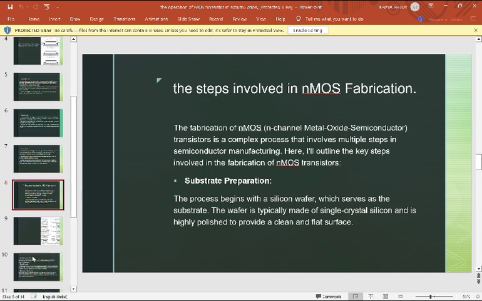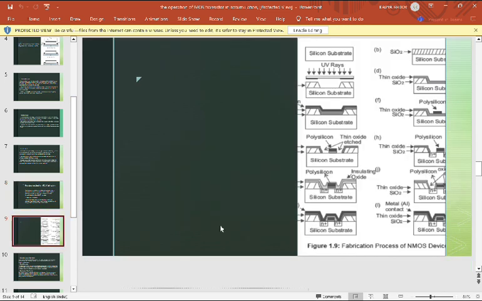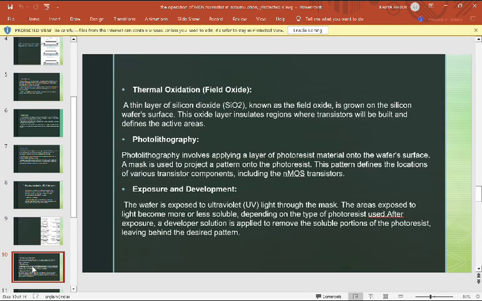Substrate preparation. The process begins with the silicon wafer, which serves as the substrate. The wafer is typically made of single crystal silicon and is highly polished to provide a clean and flat surface. Here we can see how the silicon substrate goes under the fabrication process.